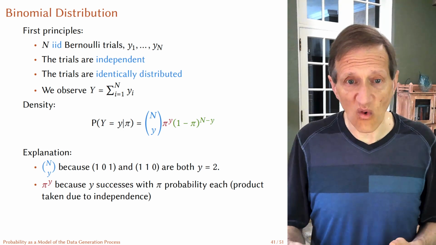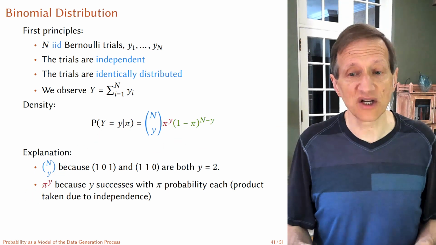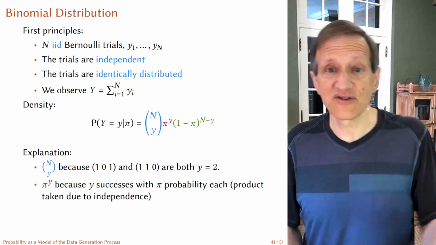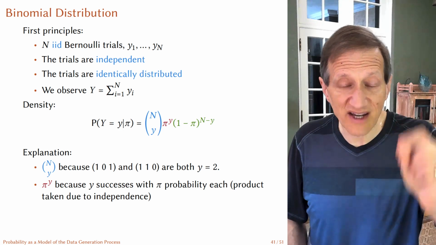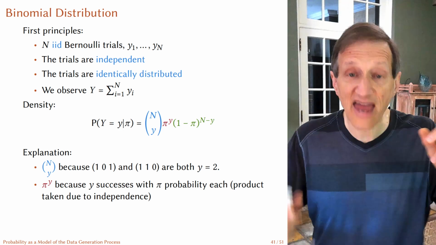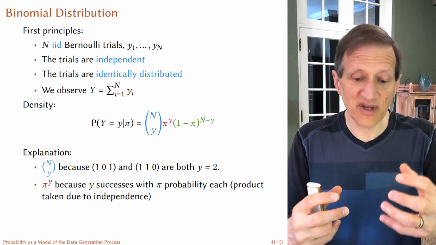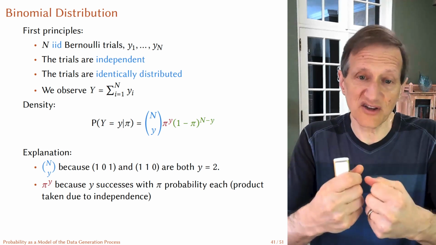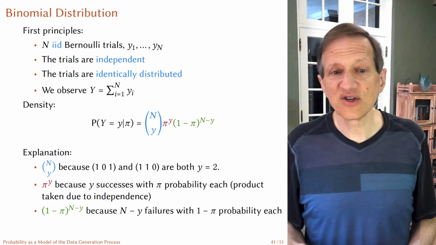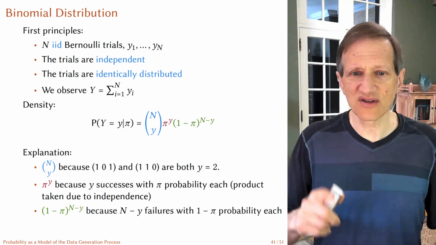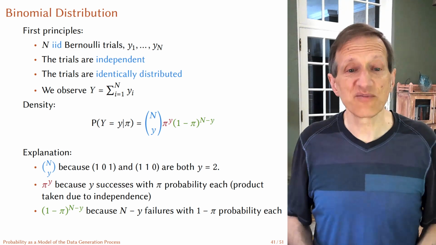And why do we get to multiply them together? Like, because it's pi to the y. Because independence allows you to do that. If you know the probability of A and you know the probability of B and you're interested in the probability of A and B, and you know that A and B occur independently, then you can multiply them. The probability of A and B is equal to the probability of A times the probability of B. Similarly, 1 minus pi to the n minus y is there because there are n minus y failures, or the election of the other party, let's say, with 1 minus pi probability each.